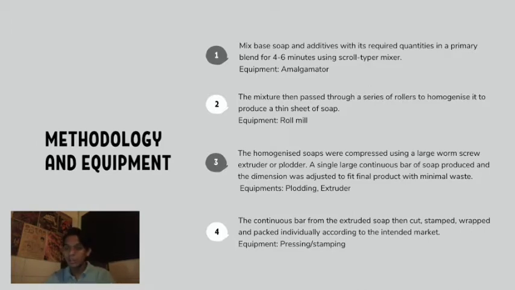The third step is the homogenized soap is compressed using a large worm screw, extruder or plodder. A single large continuous bar of soap is produced, and the dimension is adjusted to fit the final product with minimal waste. The equipment that is used is the plodder or extruder. This is where the homogenized soap is cut into a large portion.